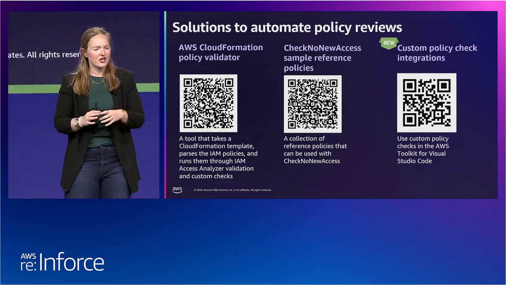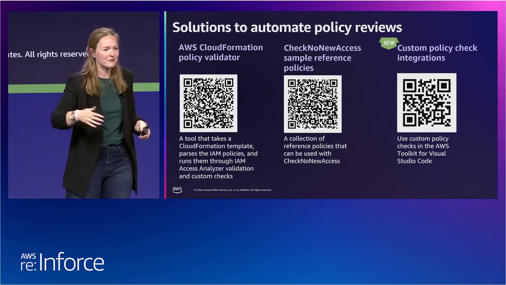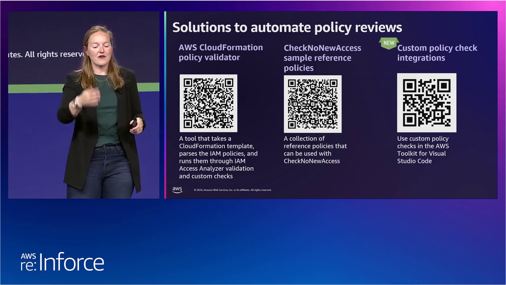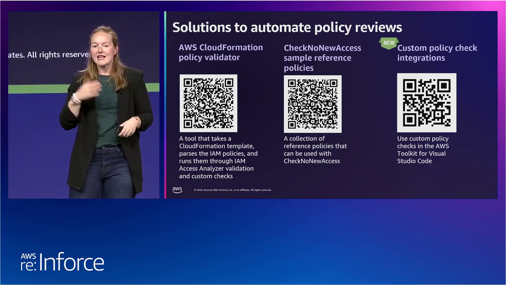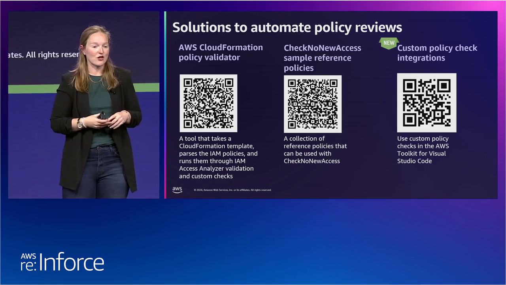And then we have check no new access, and this is a bunch of reference policies. So if you don't know where to get started, you're like, what should I be checking for? What should I be looking at my policies for? We've come up with a bunch of reference policies that you can pass in for checking no new access.